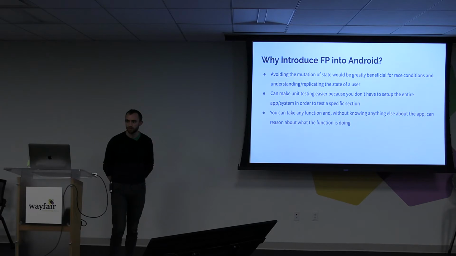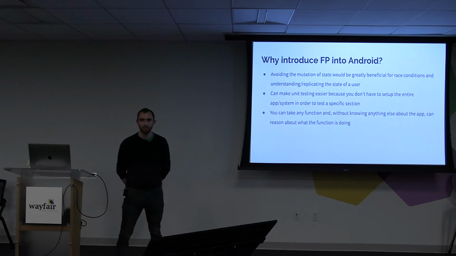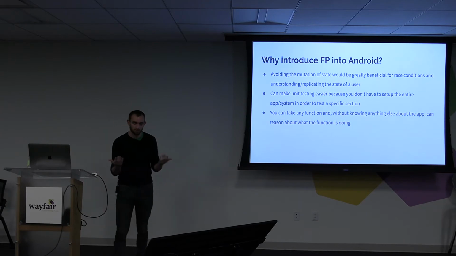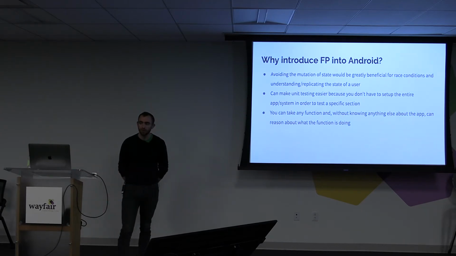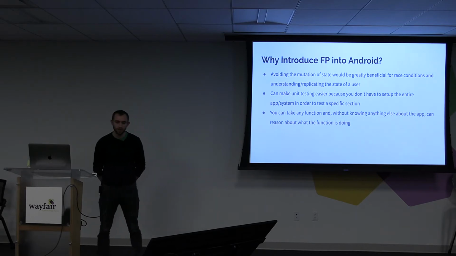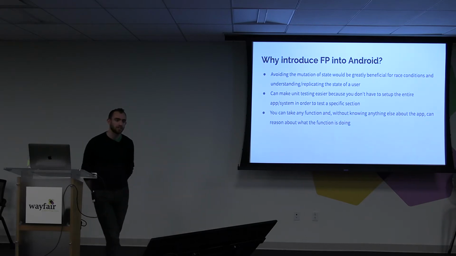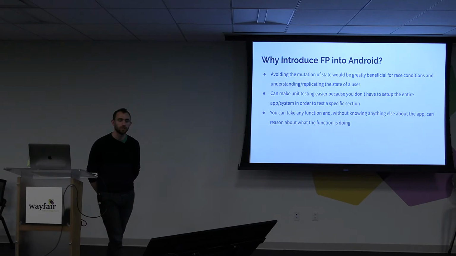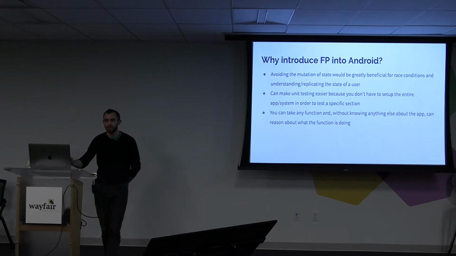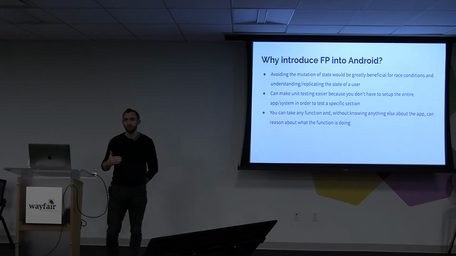So then, why introduce functional programming into Android? Well, if we can avoid the mutation of state, if we can avoid worrying about race conditions, this is going to make our lives so much easier, for obvious reasons. What we can do is we can make our lives easier with unit testing as well, because we don't need to worry about setting up the entire app or an entire feature in order to unit test a specific function or a specific portion of the code. And as well as that, if you're debugging a part or you have a new employee and you give them an assignment, they can jump in and look at a function. And again, without knowing the entire code base, they can reason about what's going on in that function.